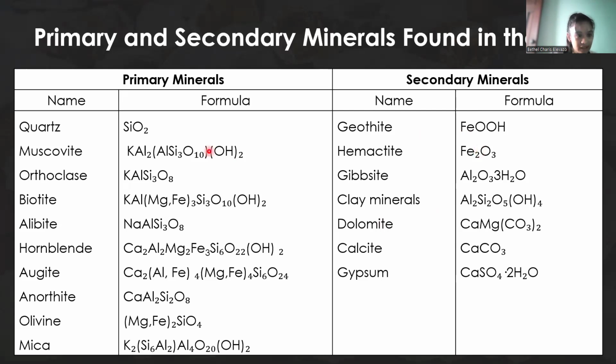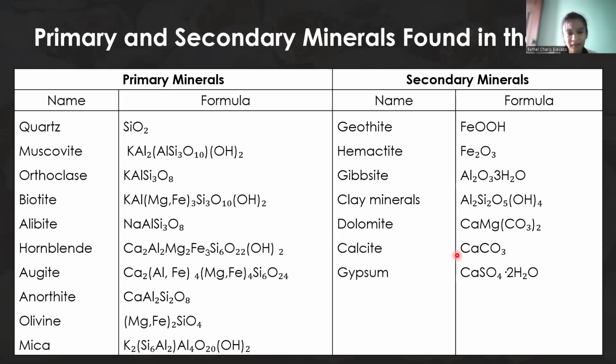So halos lahat dyan meron namang iron, no? Ayan. For example, yan si biotite. Ayan. And hematite. Again, it contains iron and oxygen, and it is an iron oxide formed from the weathering of iron-bearing minerals na nagbibigay ng, again, reddish color ng lupa. Okay? Next is si gibbsite.